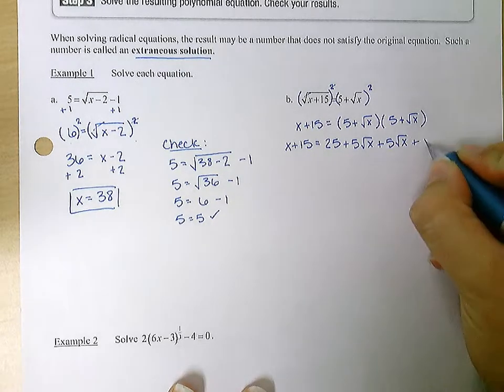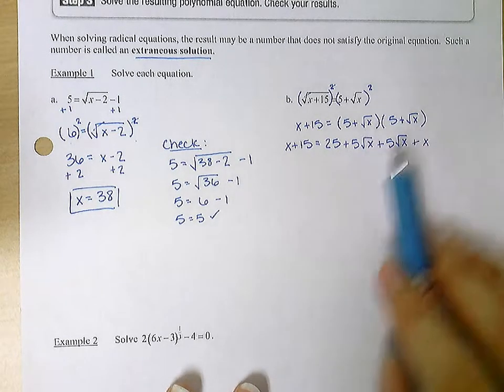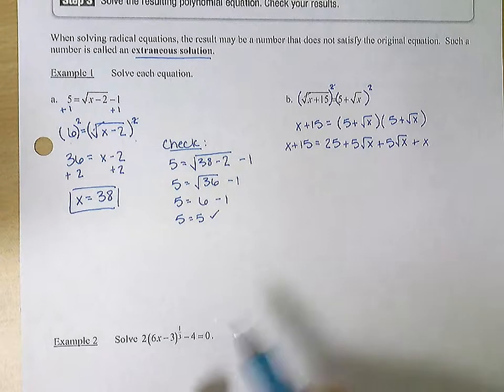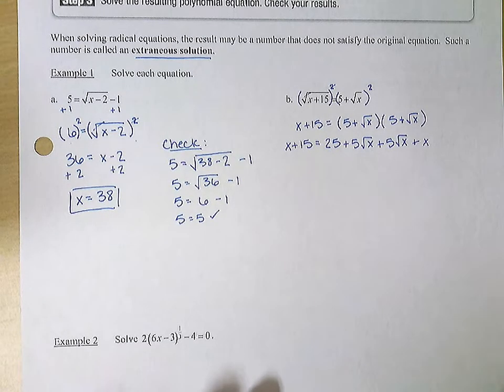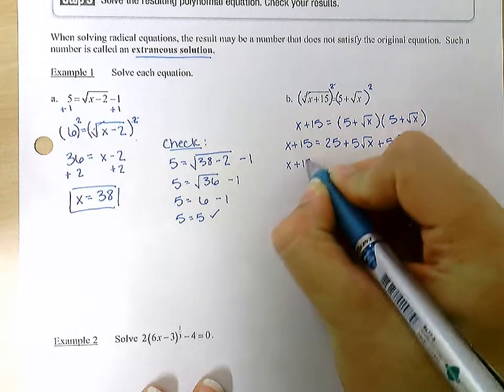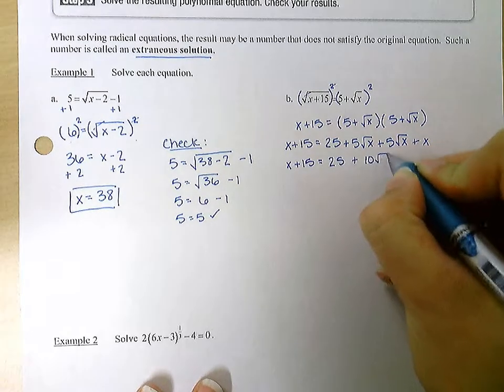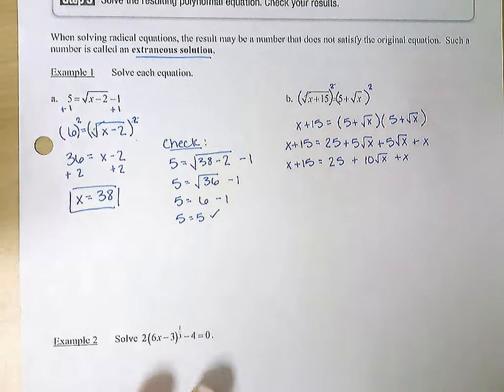It would just be x. Okay, so I would have the square root of x squared. Those would cancel, so I would just have x there. All right, so I'm going to combine like terms. So I have x plus 15 is equal to 25 plus 10 square root of x plus x.